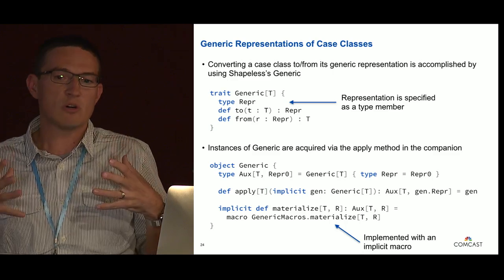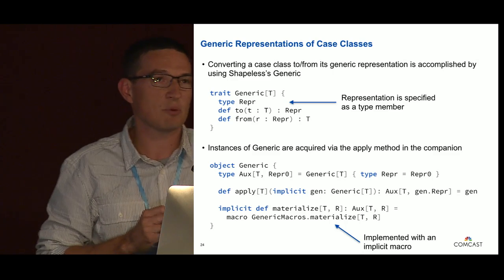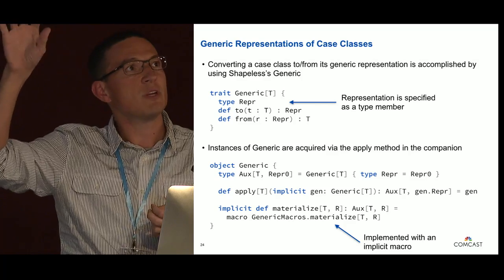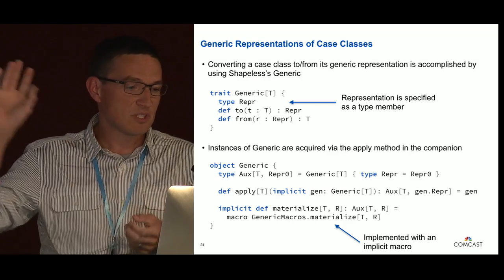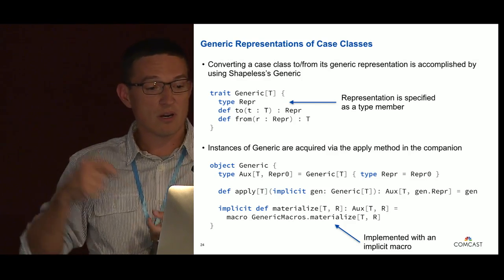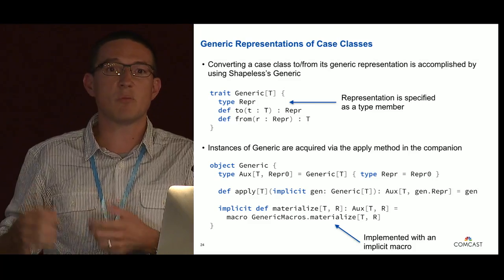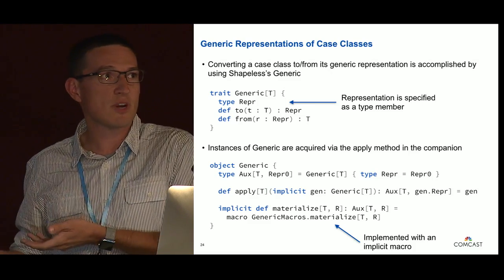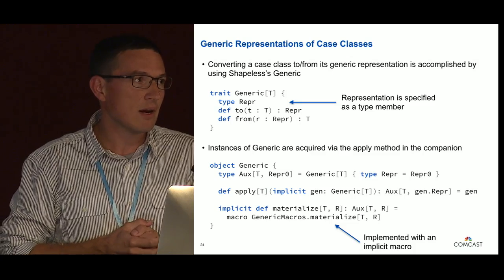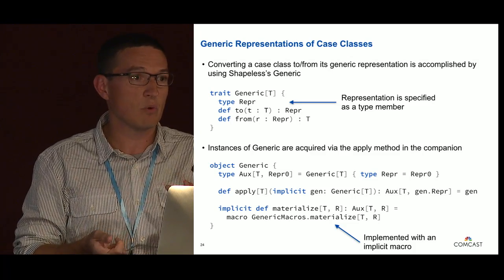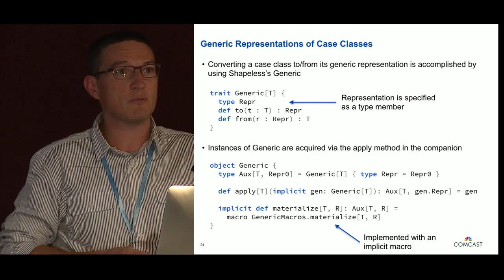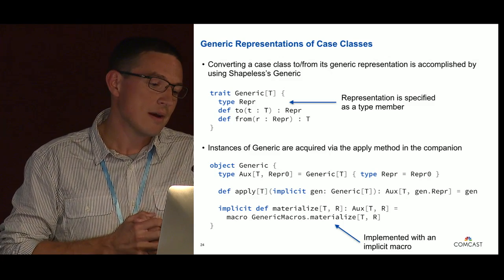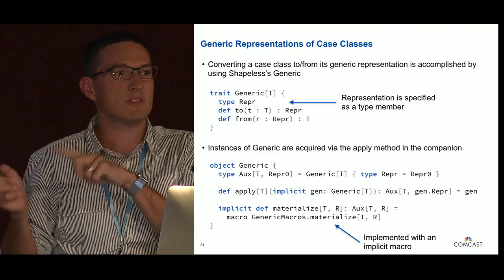The workhorse of as is shapeless's generic representation. How many people have worked with generic at this level? Okay, quite a bit actually. So with shapeless's generic implementation, for any given type T, we can ask for some generic representation of it that's represented as an abstract type member on the trait. We'll have 2 operations, to and from, where we can convert from a value of type T to its generic representation, or vice versa. This is the only macro we've seen so far.